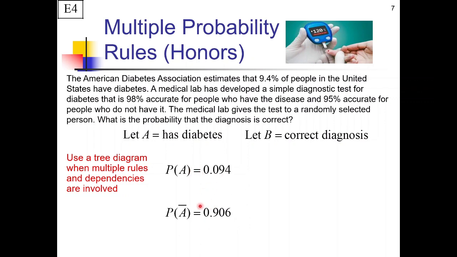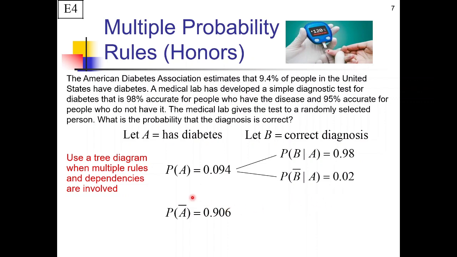Now, for each of these possibilities, we've got 2 branch-offs. One of them where we have the correct diagnosis, and then the complement of that, the incorrect diagnosis. So let's talk about the diabetics first. One branch-off is we've got a correct diagnosis. They said if you have the disease, there's a 98% chance that you'll get the right diagnosis. So we can say P of B given A would be 0.98. And then P of not B, not getting the correct diagnosis, given that you have the disease, that would be 1 minus this, so 0.02.